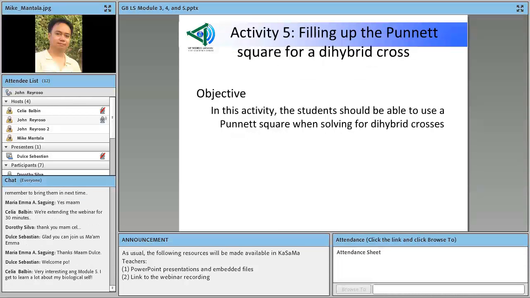The last activity is filling up the Punnett square for a dihybrid cross. Here, they work on two traits, shape and color. Something like round and probably green, wrinkled and yellow. Then what are the ratios of the genotypes? The same thing: they are going to look here as well for the genotypic and the phenotypic ratios.